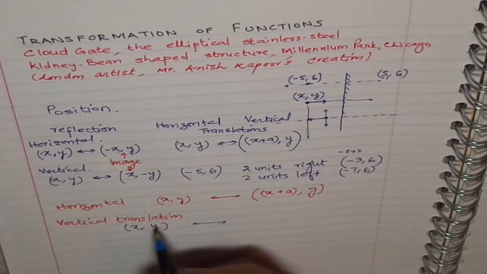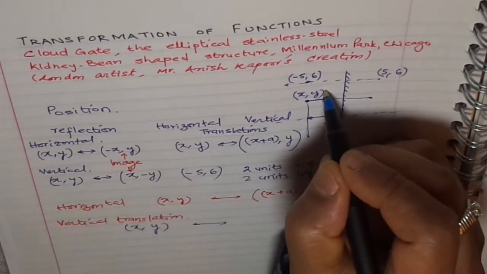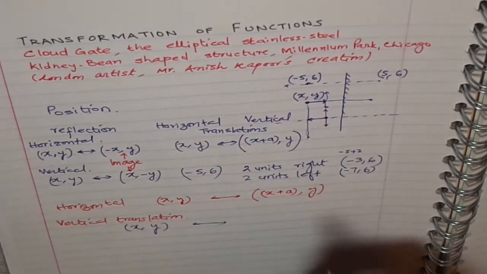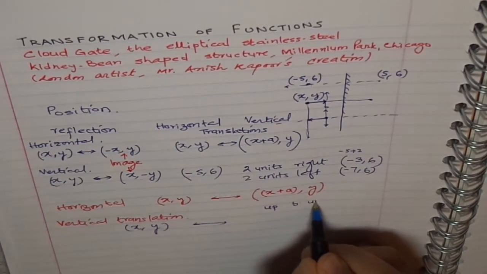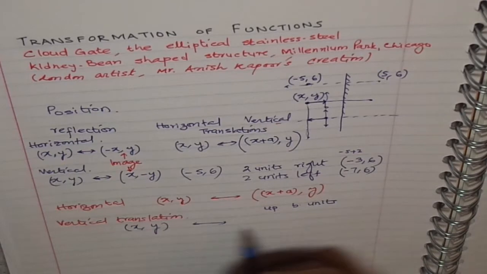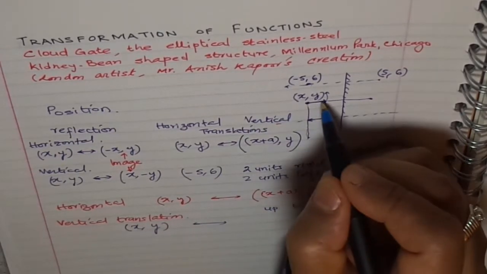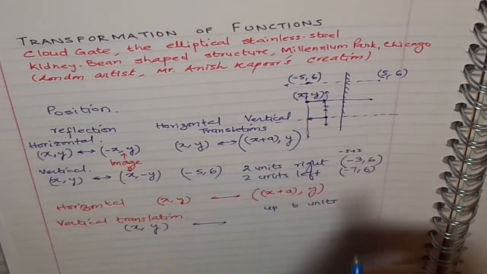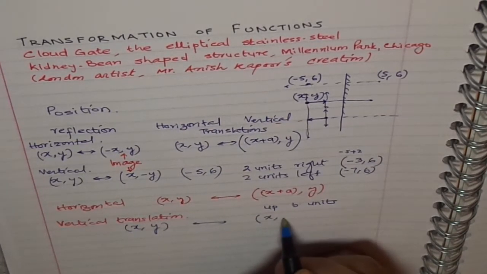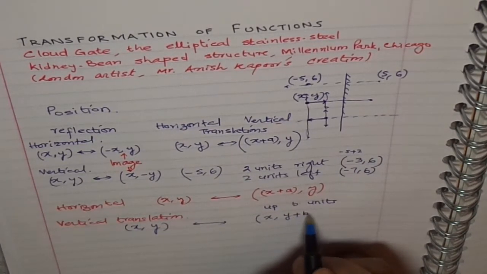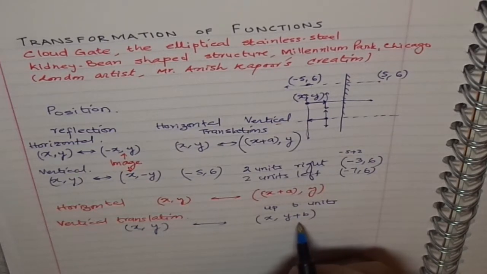Let's say we change vertically, moving it up and down by b. Let's say you go up b units. Then what happens? The y increases by b units. Okay? So it becomes (x, y plus b). That becomes the new position.